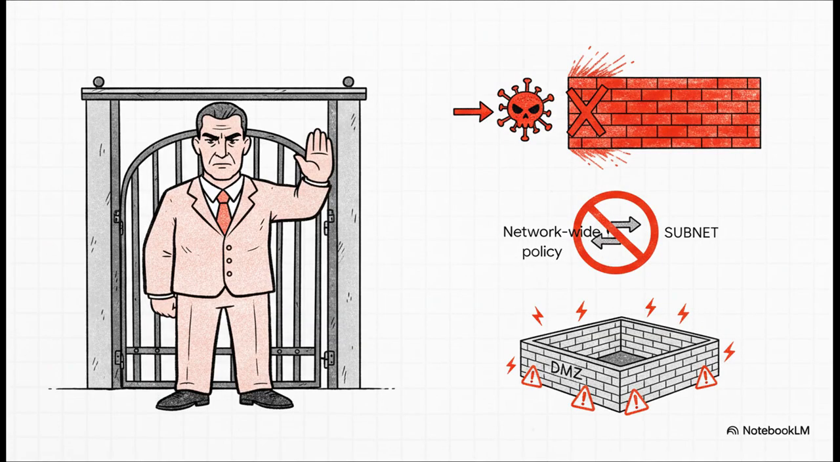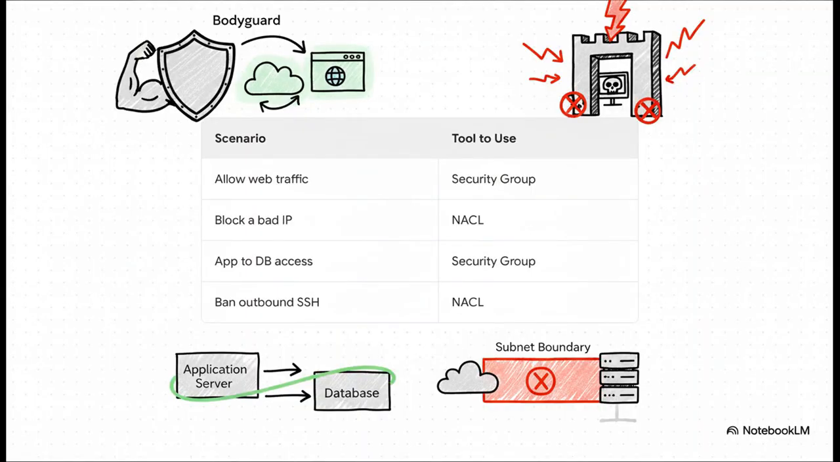But when you need to bring out the big guns, that's when you call in the Gatekeeper. The number one use case is blacklisting. If a malicious IP address is hammering your systems, the NACL is the only tool that can create an explicit deny rule to just block it cold. You also use it to enforce really strict network-wide policies, like, I want to ban this risky protocol from this entire subnet, period. Let's just run through this quick cheat sheet.